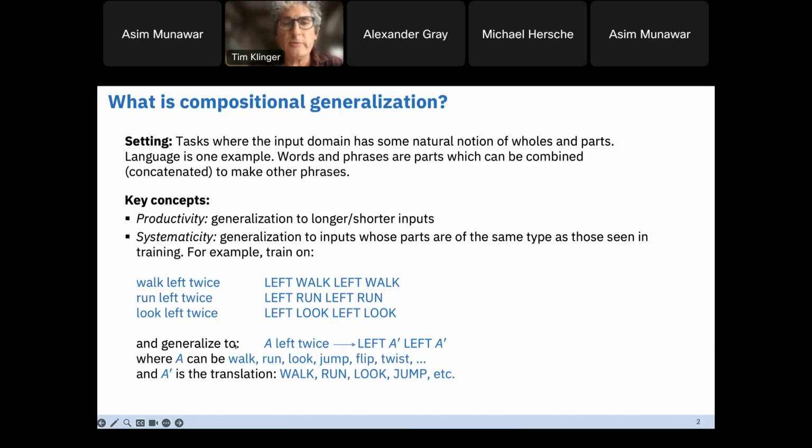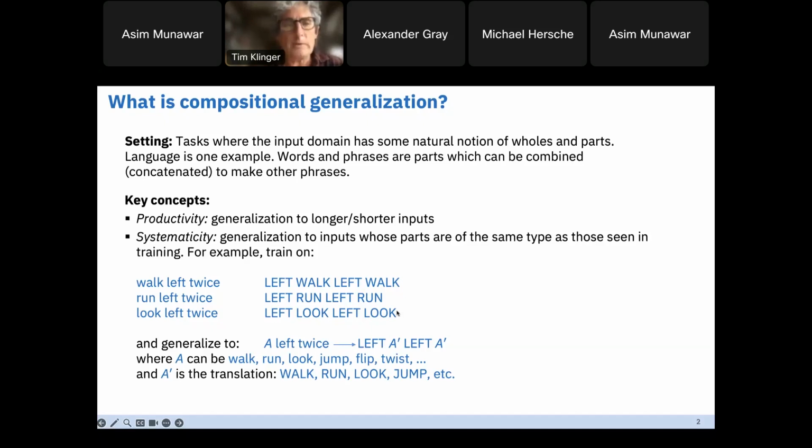So if you take a transformer or a recurrent neural network of some sort, chances are if you give it "jump left twice," it will not output "left jump," because it just doesn't find this pattern. Yet it's very natural and we all see it. So what's going on here, and how can we make a model that can do this?